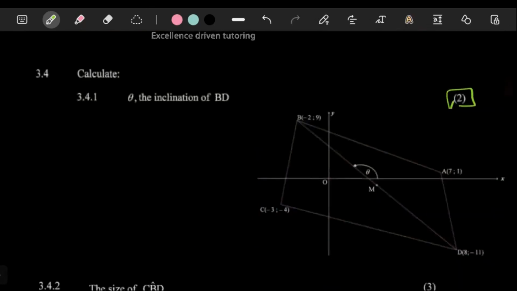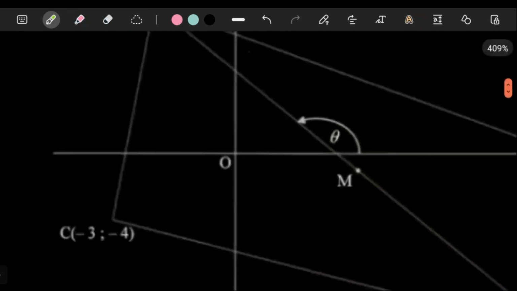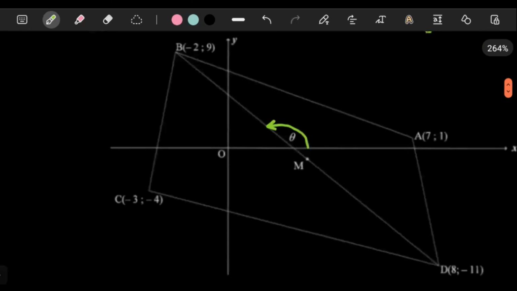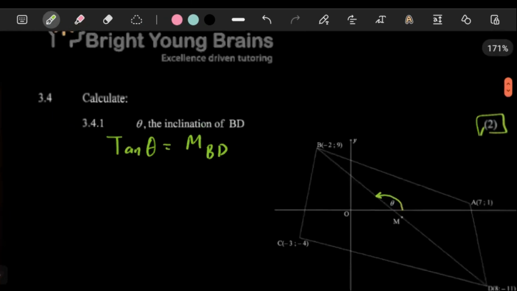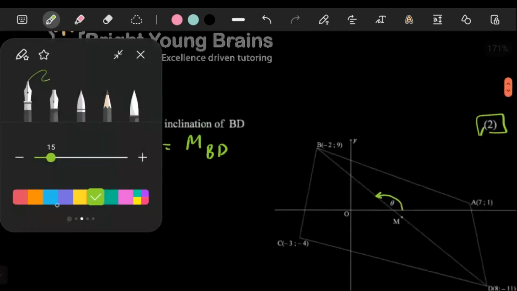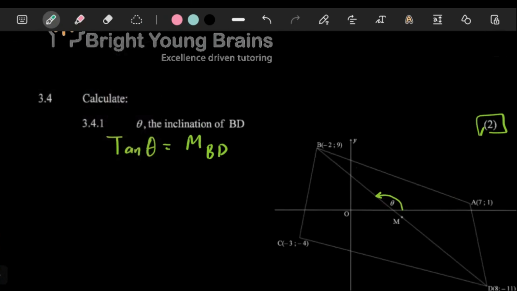So we need the angle of inclination here. To get the angle of inclination, you use your tan formula with the gradient of BD. Here we're going to get a reference angle, and then by observation you need to figure out if it's really this angle or the one on the other side. Your angle you should always write as a positive value.